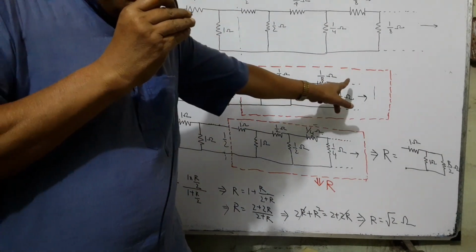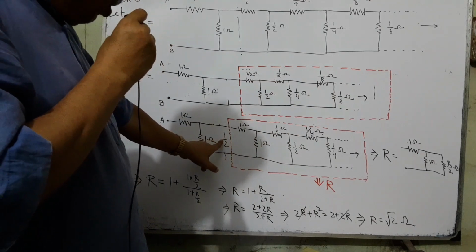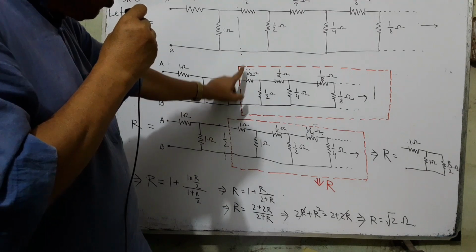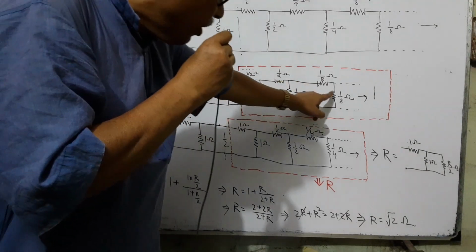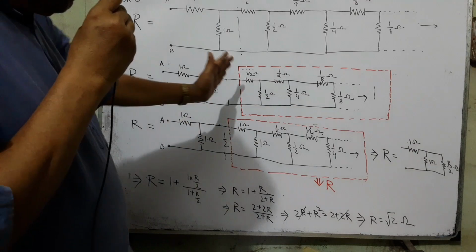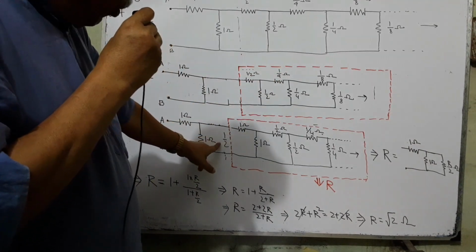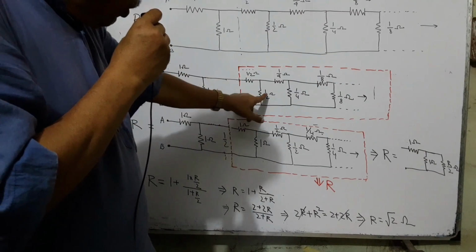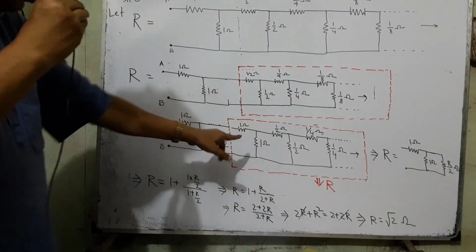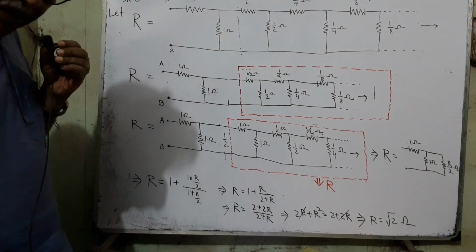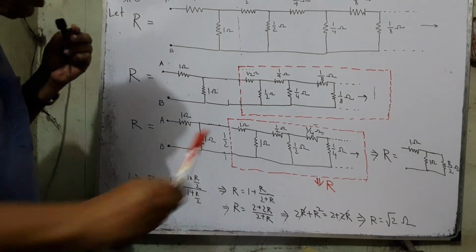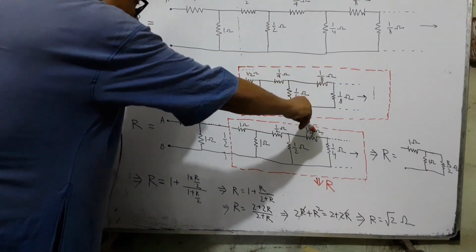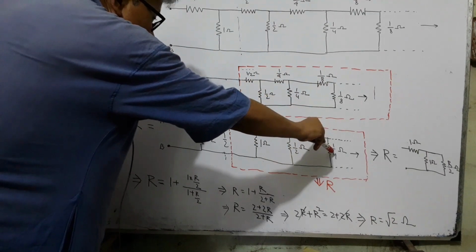From the rest of the network, we are taking common half. So this half is to be taken common from all the resistances mentioned here. So this will be 1 ohm. This will be 1 ohm. And next, this will be half of this. This will be 1 by 4 ohm. And this is your swan.